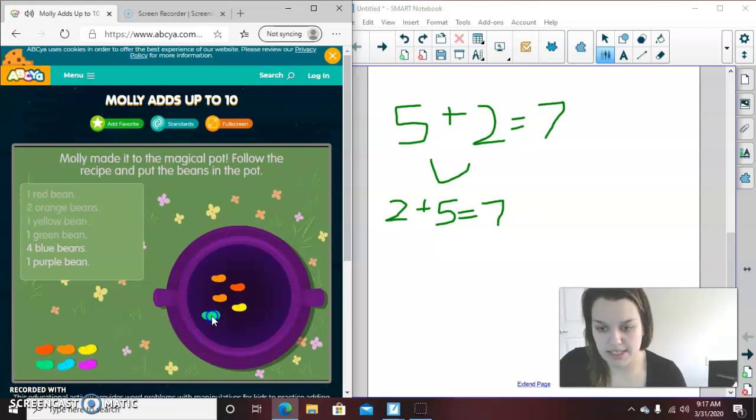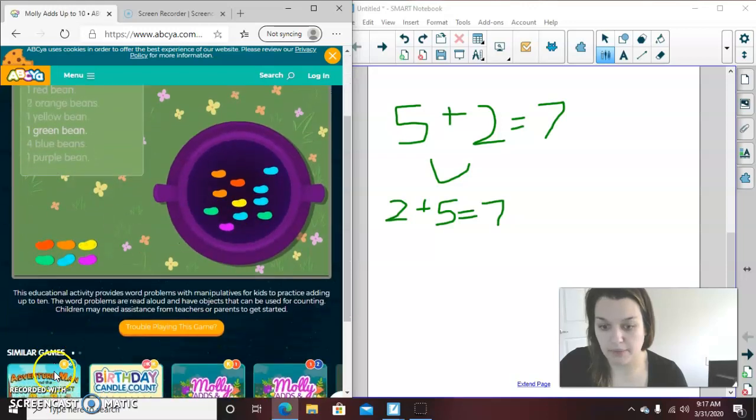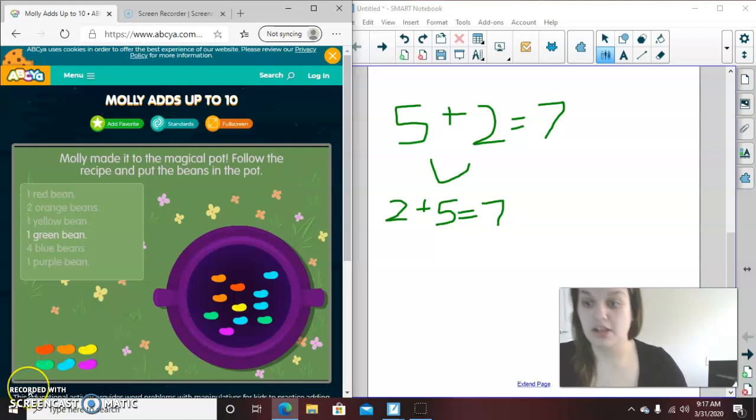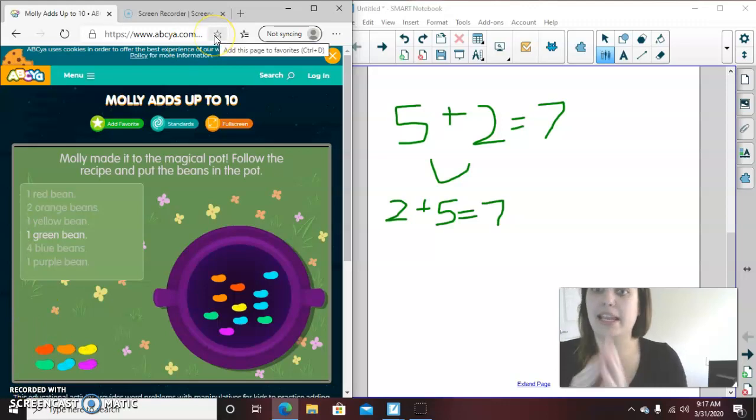For some reason, it's not staying. 4 blue, and 1 purple. Oh, for some reason, it did not stay. Okay, well, there is a little bit of a glitch. So, what I want you to do is, the game always mixes up the word problems.